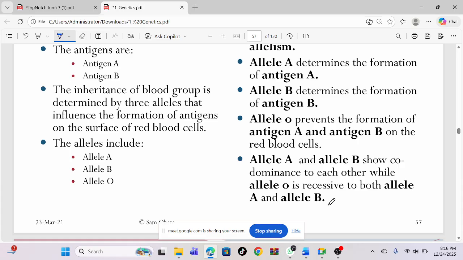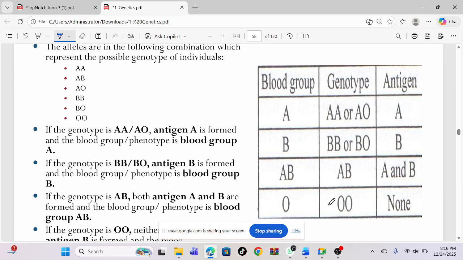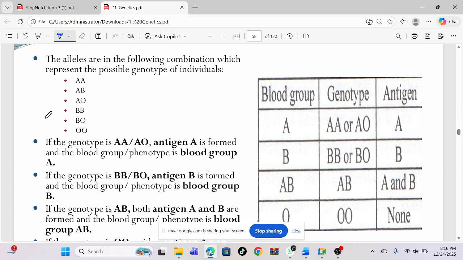Na nani anaficha allele O? Allele O inafichwa na either A ama inafichwa na either B. So this is the result tunaweza pata. So tunaweza pata either genotype inaweza kuwa AA ama AO. So this ina contain antigen A. It's found under the phenotype blood group A. This is the blood group A.